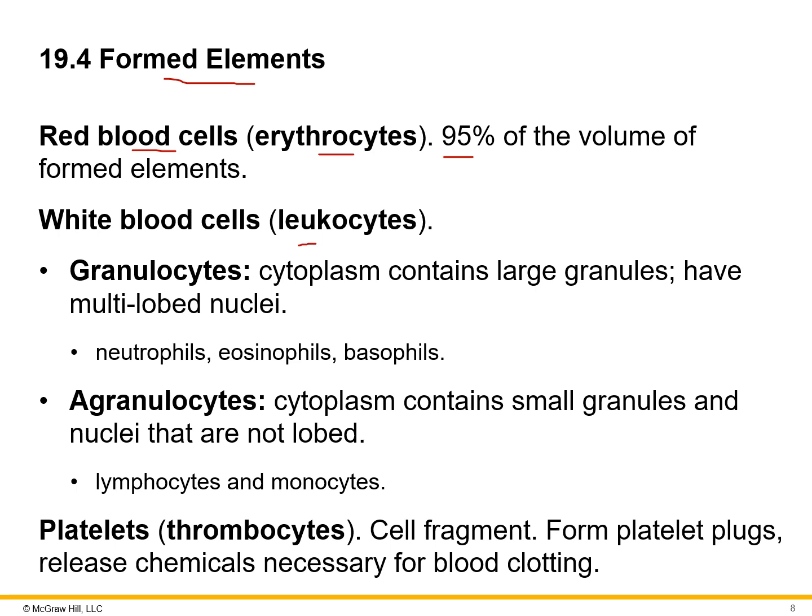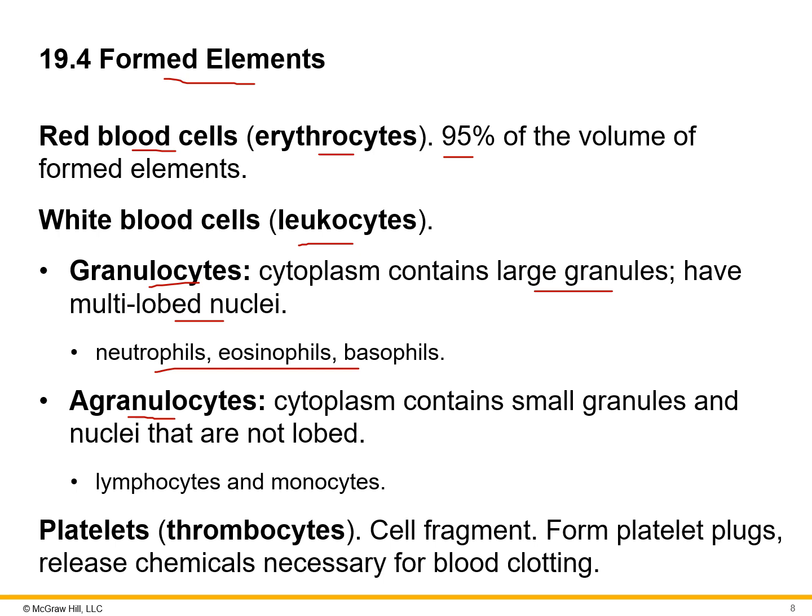Then we have our white blood cells, which are also called leukocytes. White blood cells are divided into granulocytes and agranulocytes. This is talking about granules that are found inside. If we look at them under the microscope, granulocytes have granules that you can see. They look grainy. Agranulocytes do not. The cytoplasm of granulocytes has those large granules, and they can also have multiple nuclei. There are 3 of these: neutrophils, eosinophils, and basophils. Those all make up the granulocytes.